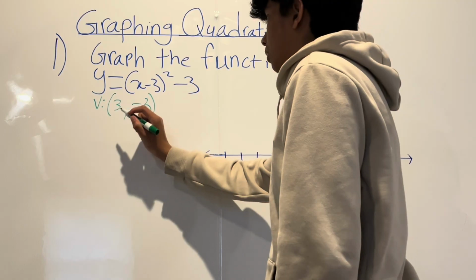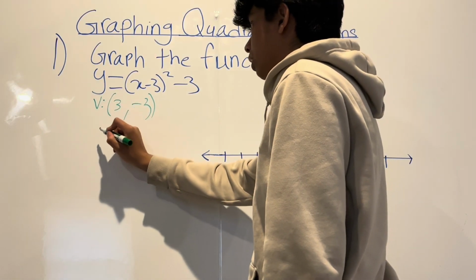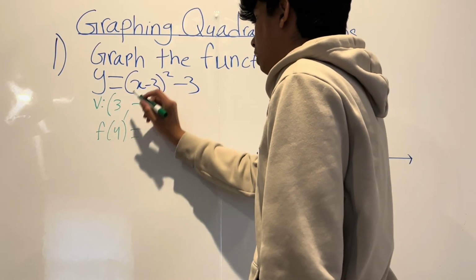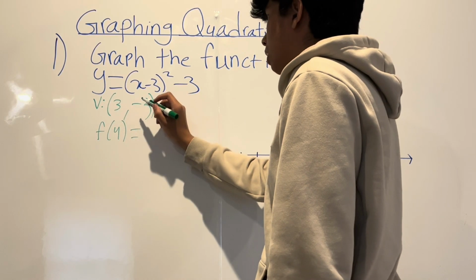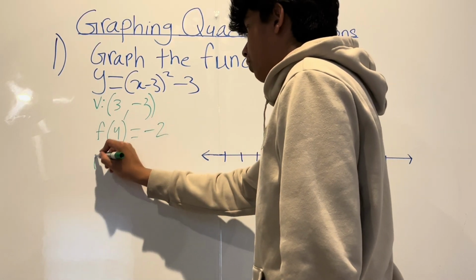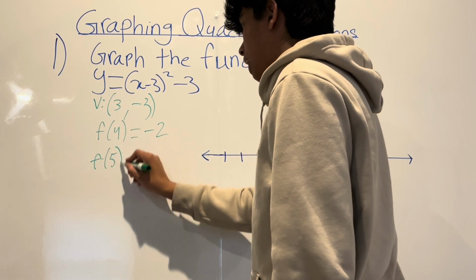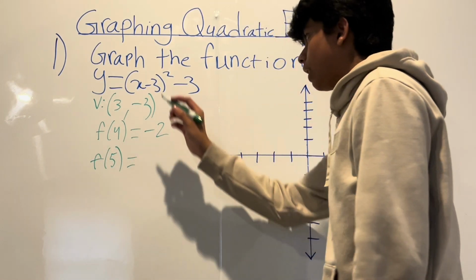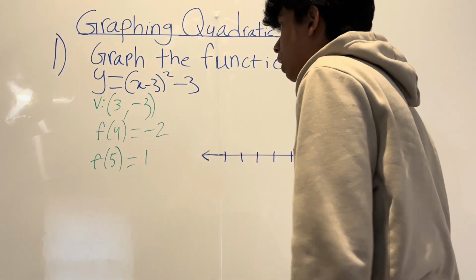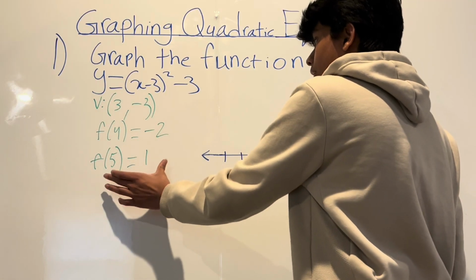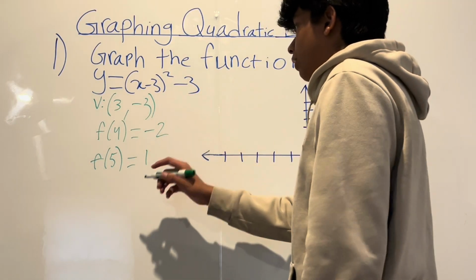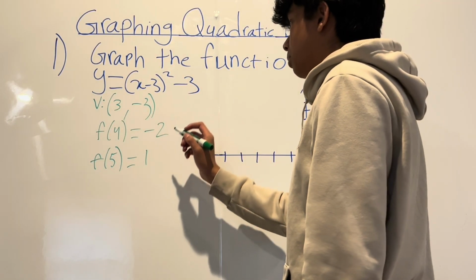So the 1 point after 3 is going to be 4, so let's take f of 4. If we put 4 into this equation, we're going to get 4 minus 3 is 1, squared is 1, minus 3, which is going to be negative 2. Now if we take f of 5, which is the next point after 4, we're going to have 5 minus 3 is 2, squared is 4, and 4 minus 3 is 1. Now, we found 2 points to the right of the vertex, and we also need to find them to the left, but since a quadratic function is symmetrical, the y values are going to be the exact same.